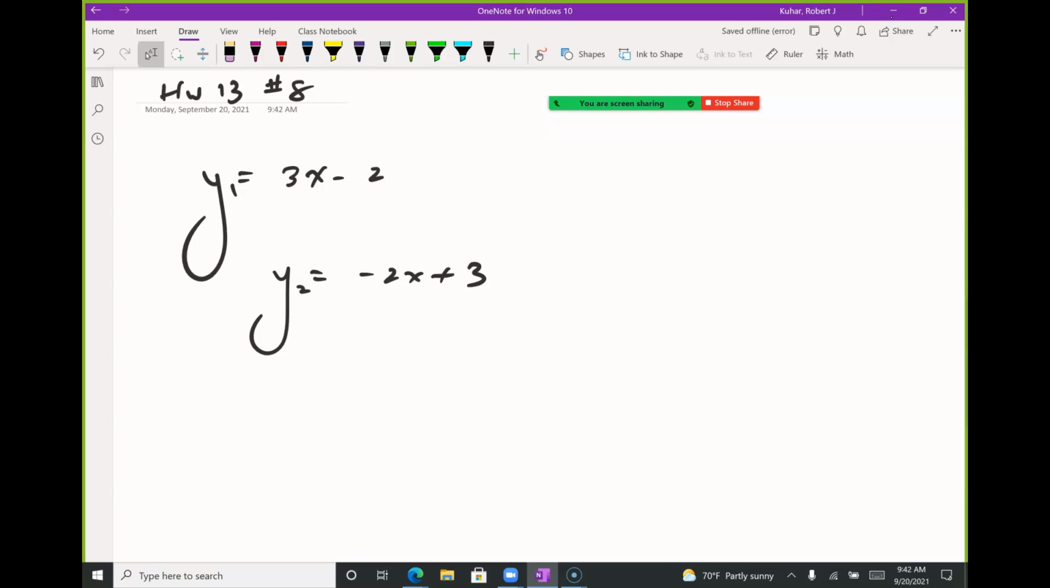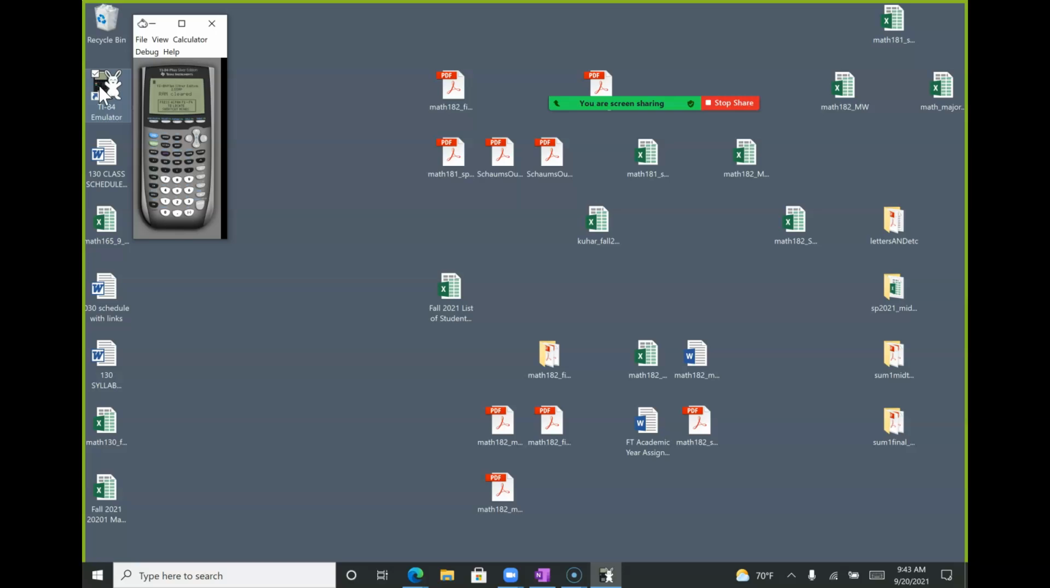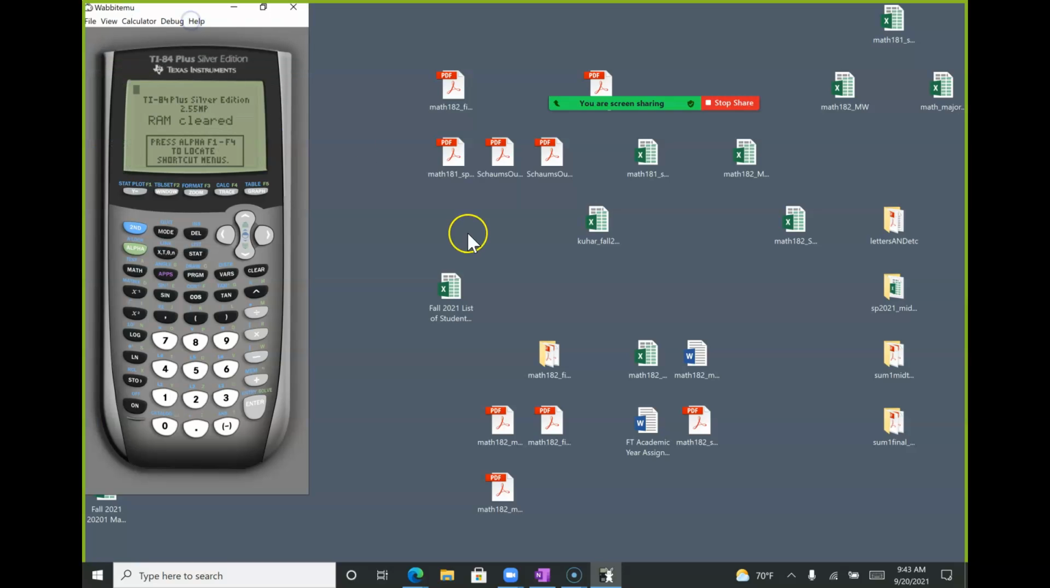Does anybody want to see me do this on my calculator on the screen here? Yes, that could help. So here I am in my TI-84 emulator showing on the screen. I'm putting in the two functions. First function was 3x minus 2. Second function was negative 2x. Oops, I put a minus, not a negative. Negative 2x plus 3.